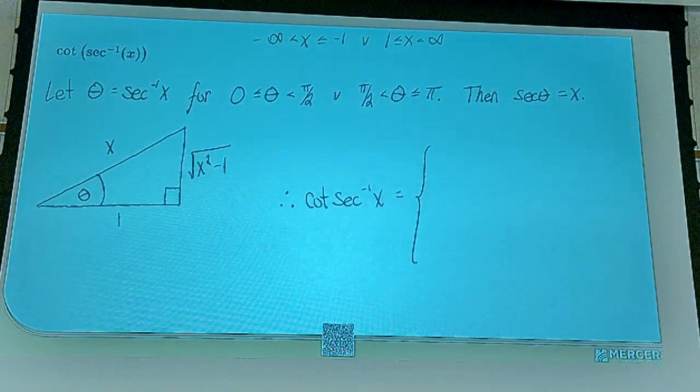For 0 to pi over 2, cotangent's positive, right? How is cotangent defined? Adjacent over hypotenuse. Cotangent, adjacent or opposite? What is it? Adjacent over opposite, yeah, that's what I said. I thought you said hypotenuse. Oh, I did? Yeah, I mean, that's what I meant. So it should be 1 over the square root of x squared minus 1, right?